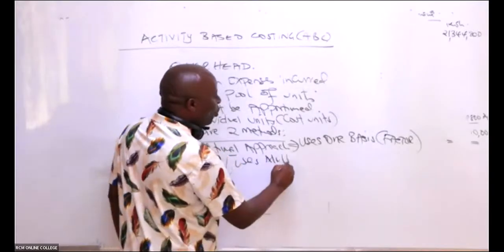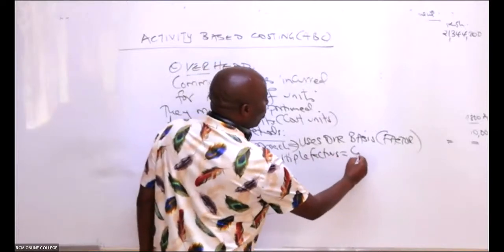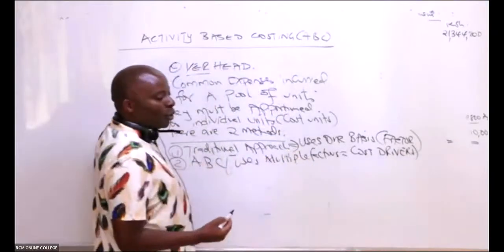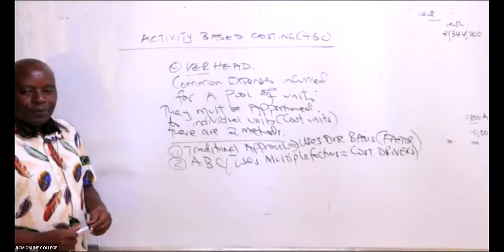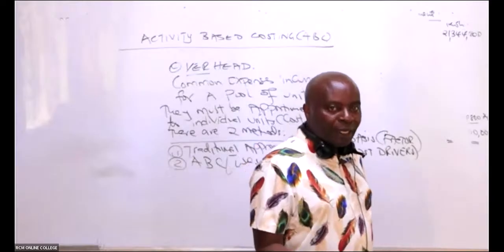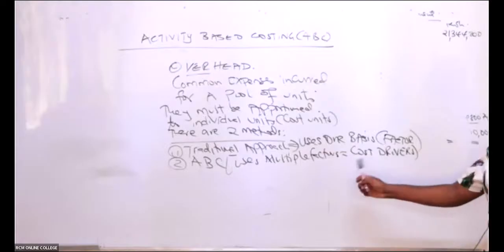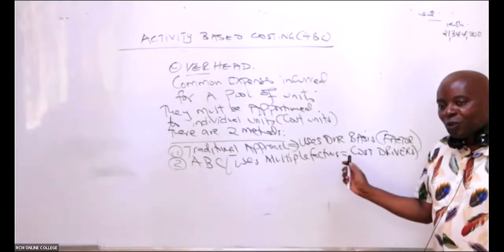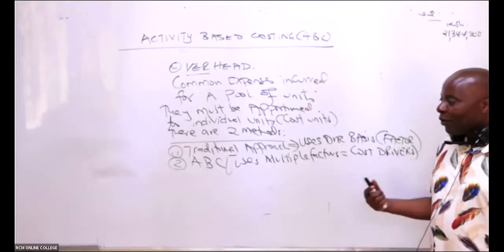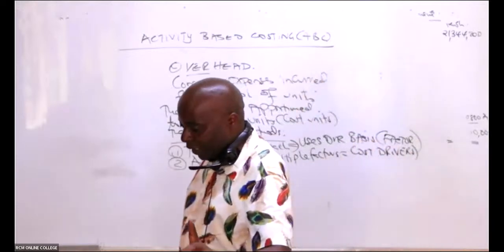uses multiple factors, what we call cost drivers. So they will ask you the difference between the traditional absorption or apportionment approach vis-a-vis ABC. ABC makes use of multiple factors or multiple cost drivers, and that is why it is an accurate method of estimating costs. Whereas the traditional method basically uses only one cost driver.